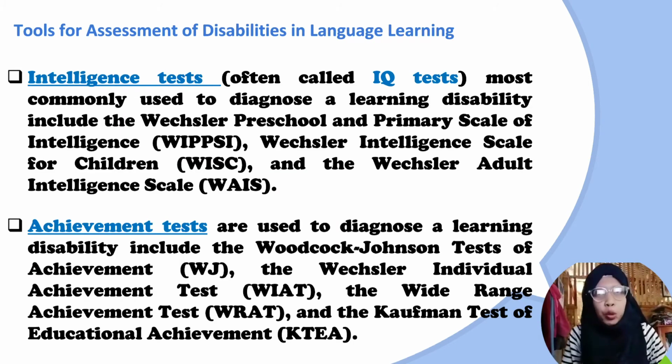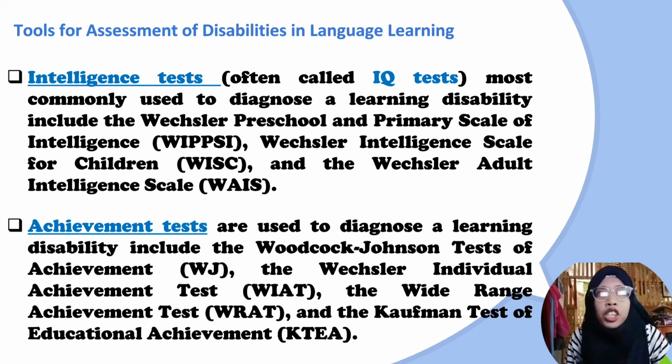So we are now on the tools for assessment of disabilities in language learning. So first on the list are the intelligence tests, or often called the IQ test. It is most commonly used to diagnose learning disability, and includes the Wechsler Preschool and Primary Scale of Intelligence, Wechsler Intelligence Scale for Children, and the Wechsler Adult Intelligence Scale. So findings from these tests, the IQ tests, can help pinpoint areas of strength and weakness. With this information, schools can often suggest educational options or offer special support.